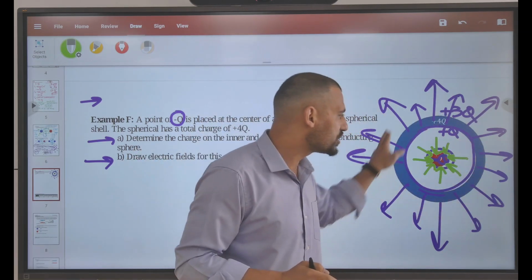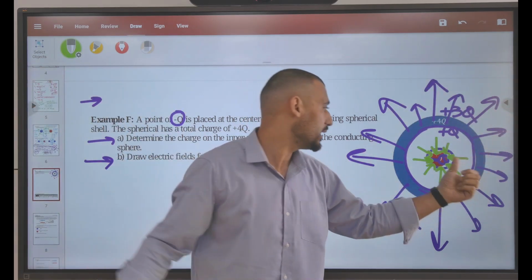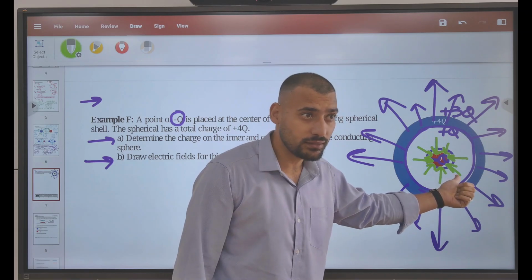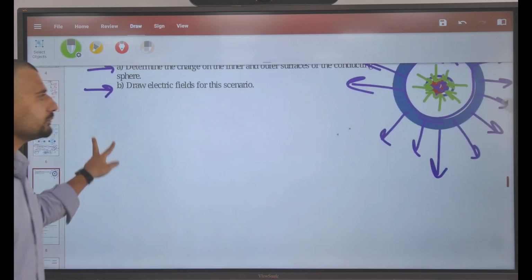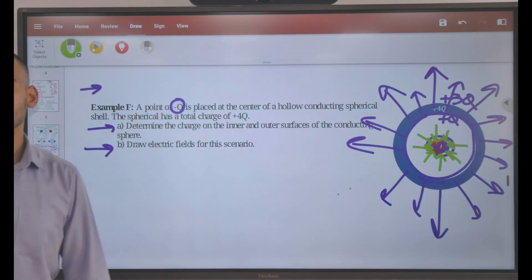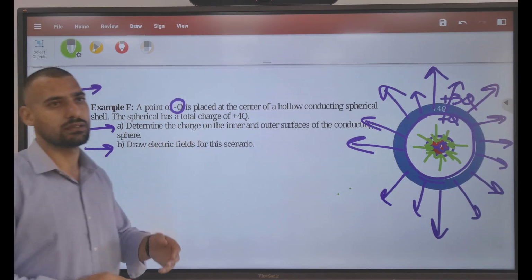This shell is still caging it. It will not let the outside world affect this. Is that fine? Is it clear? Very good. Try to copy it. You may write what I said.